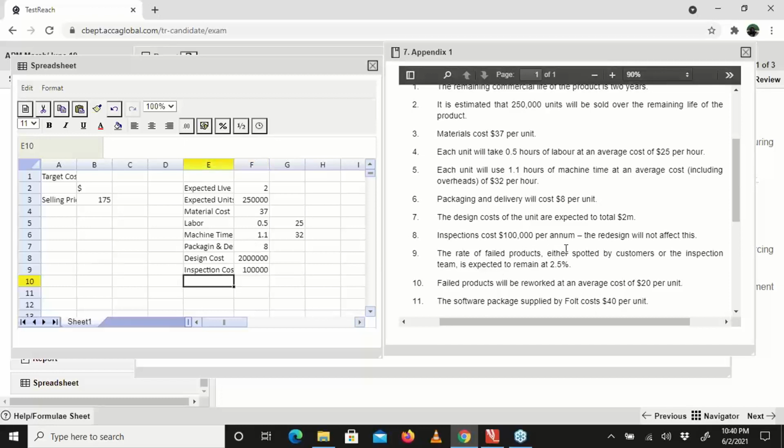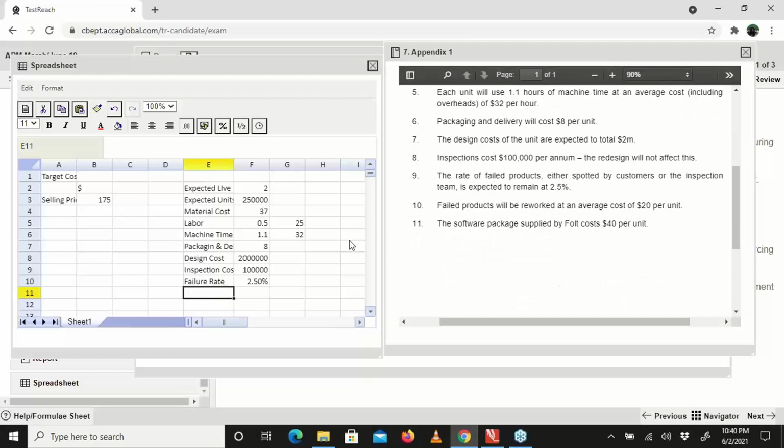The rate of failed products, whether spotted by customers or the inspection team, is expected to remain at 2.5%. So the failure rate is 2.5%. The failed products will be reworked. The rework cost will be 20. The software will cost 40 per unit.